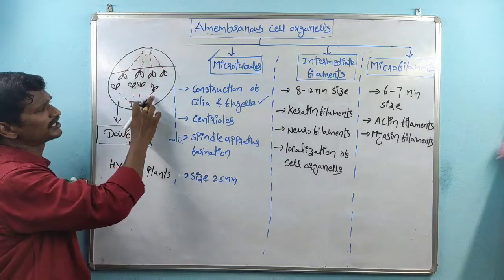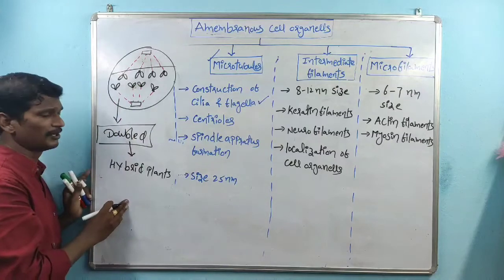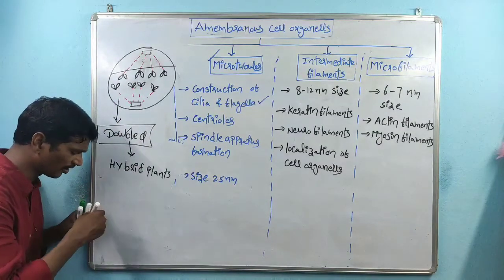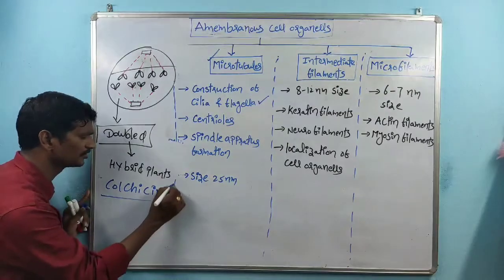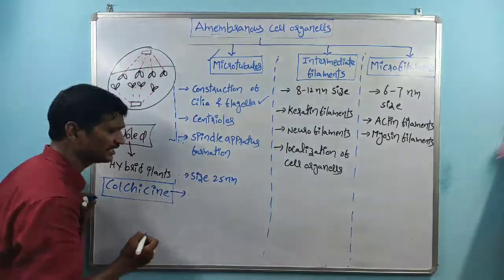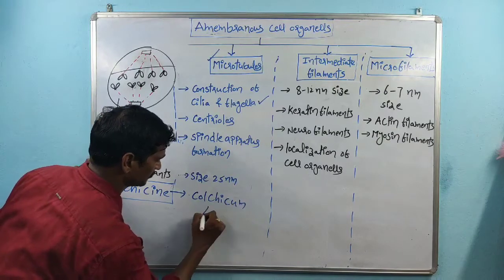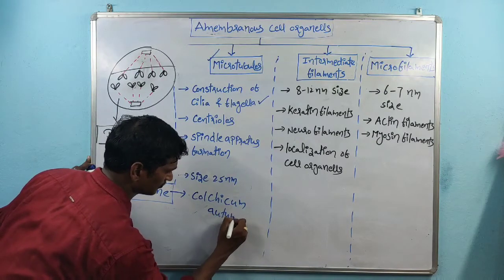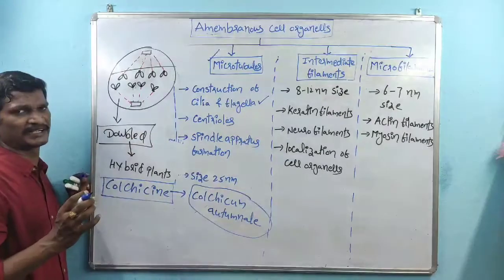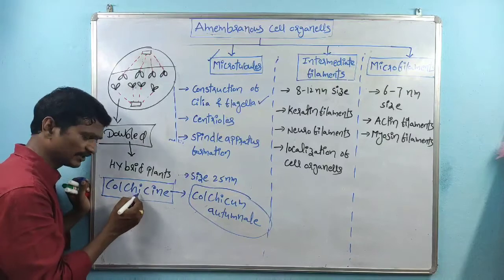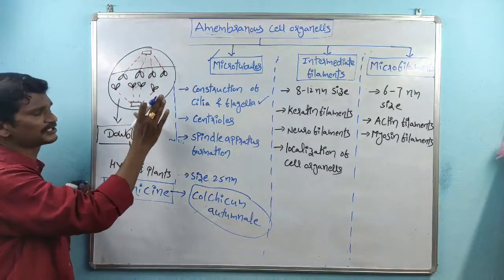Sir, naturally all cells form the spindle apparatus. Then how do we inhibit spindle apparatus formation here? By applying a particular alkaloid. The name of the alkaloid is colchicine. Colchicine is one of the alkaloids. We extract that alkaloid from Colchicum autumnale. Right? This is one of the plants. The plant contains a rhizome. From that rhizome, we extract the colchicine alkaloid. When that alkaloid is applied to particular plant cells, the spindle apparatus is inhibited.